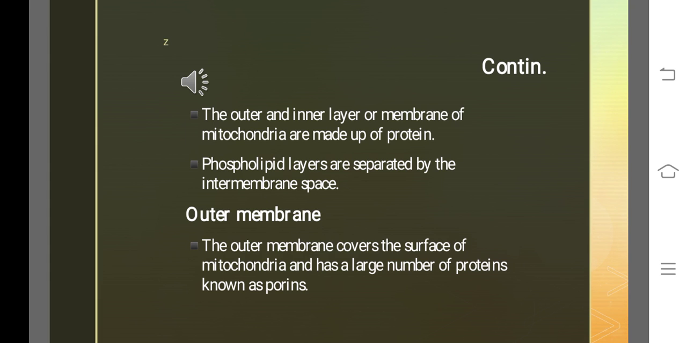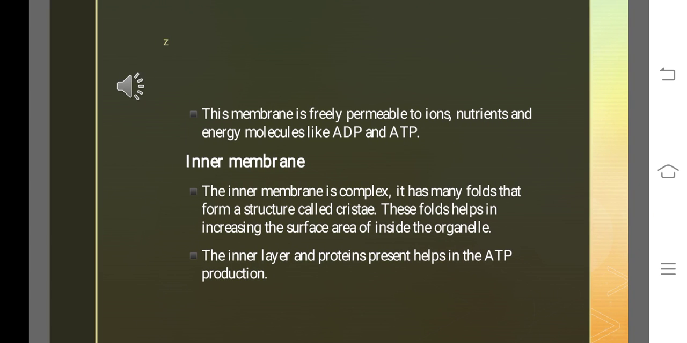The outer membrane is smooth and it covers the surface of mitochondria, and it has a large number of proteins in it known as porins. If we take a look at the permeability of the mitochondria's outer membrane, yes, it is permeable to different ions, nutrients, and energy molecules. It allows them to pass through it.